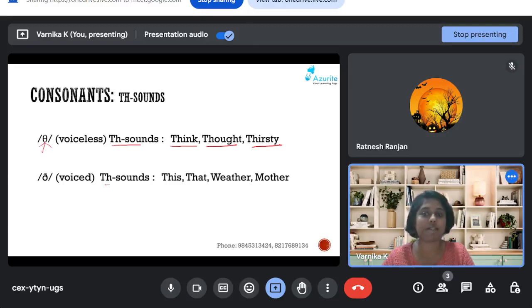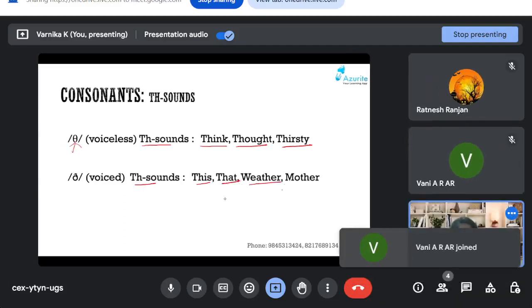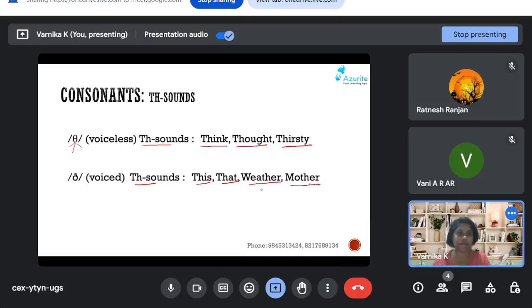Then you have the big th sound, which you have to say in "the". Okay, this, that, weather, mother. All these th sounds are the voiced th sound. Okay, that is your voiced th sound.